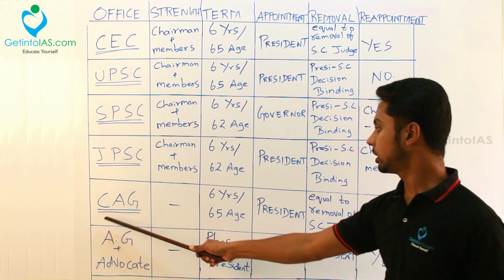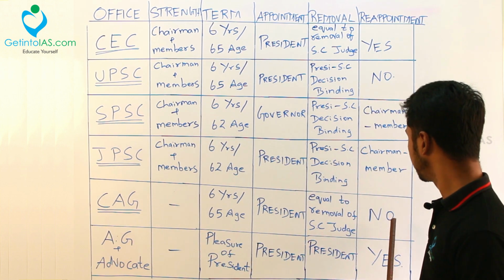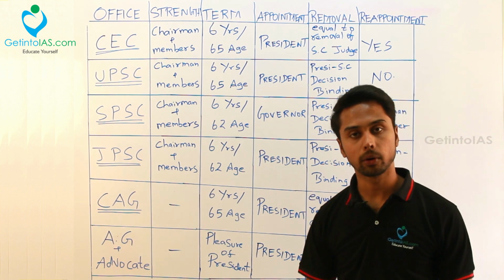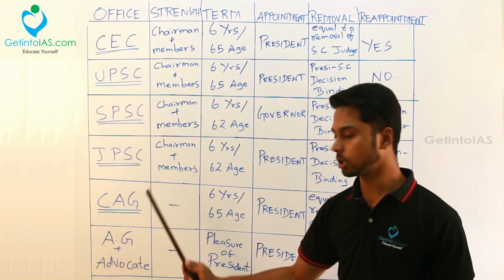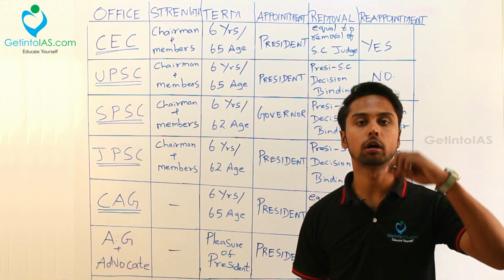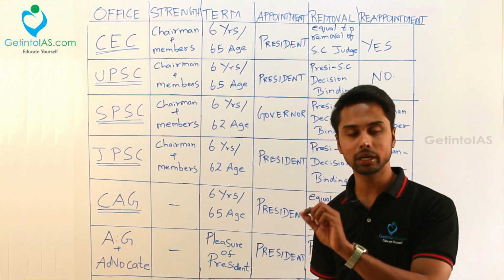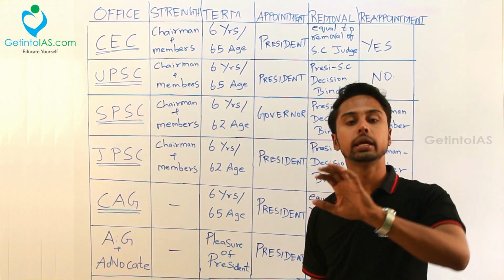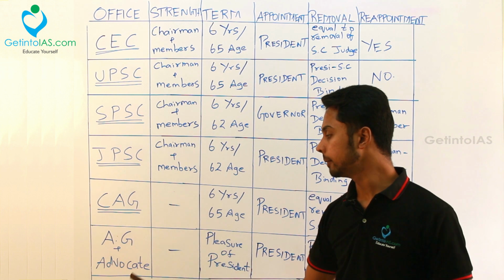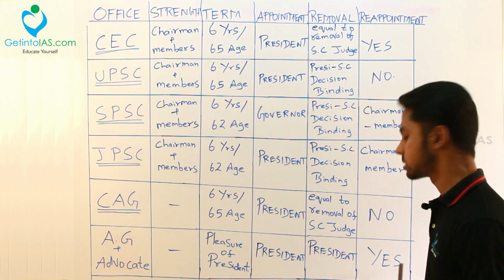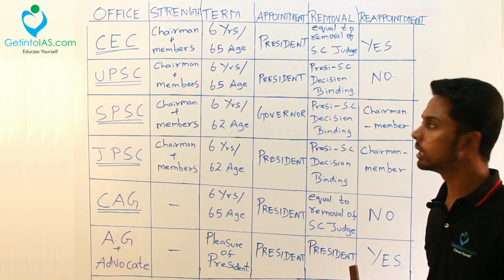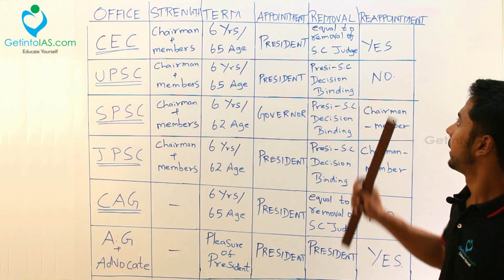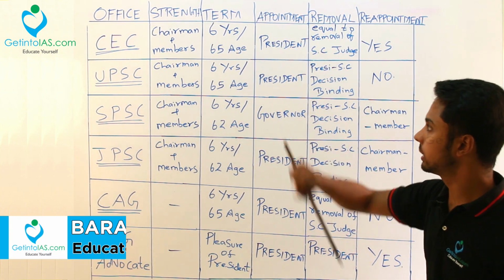With respect to your CAG, it is no. He cannot be reappointed. The Comptroller and Auditor General of India cannot be reappointed to that office again. If a member X is appointed, then he cannot be reappointed. That is with CAG. And with respect to the Attorney General, yes, obviously he can be reappointed. So that is with the reappointment and removal, appointment, term and strength.